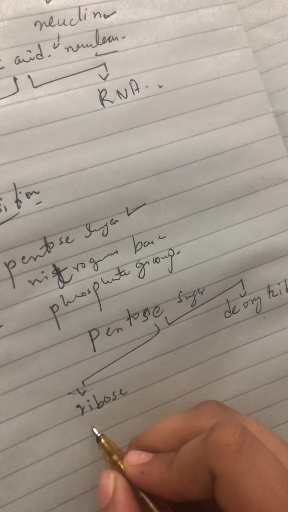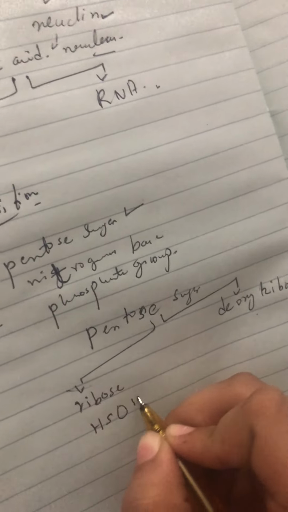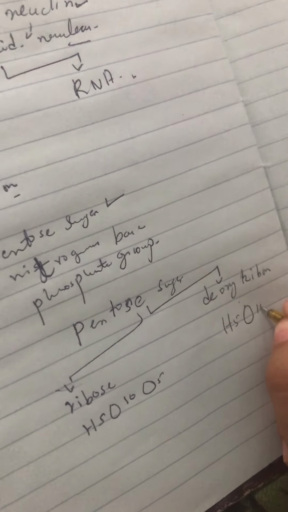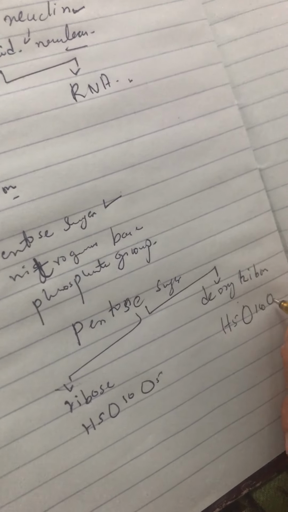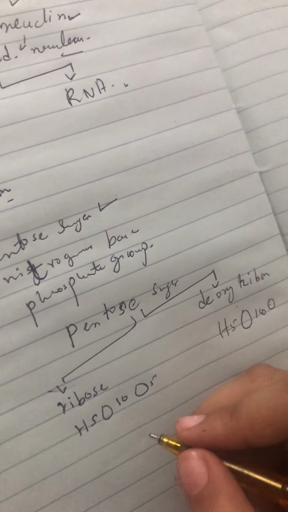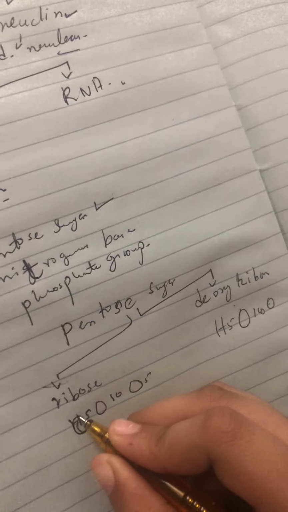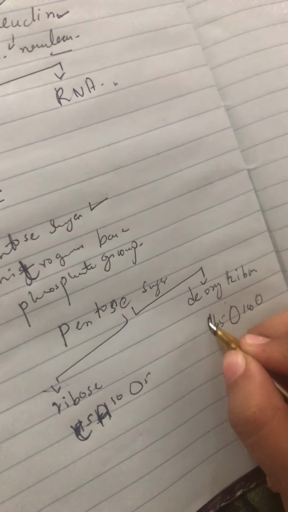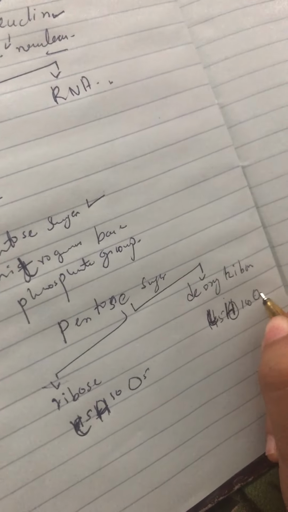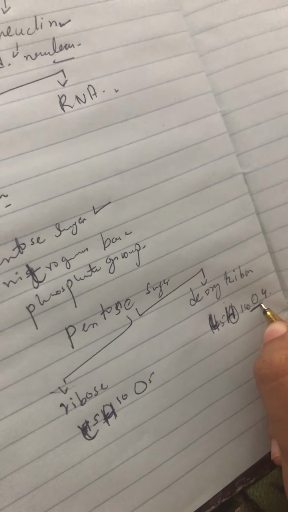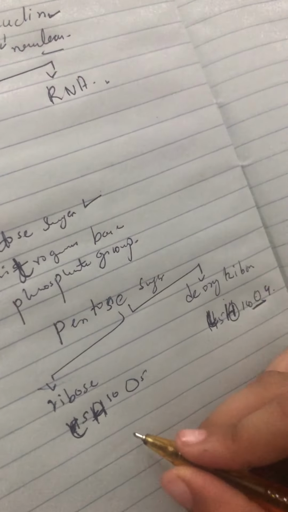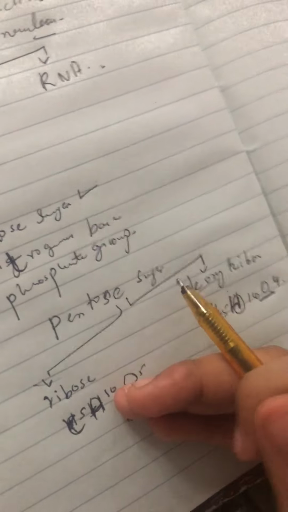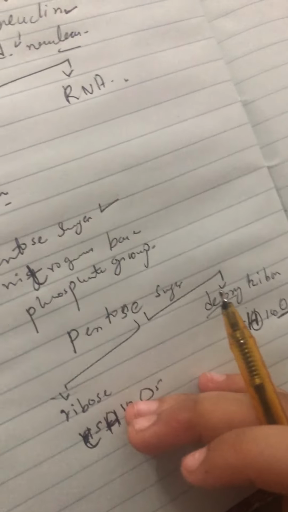Formula of ribose is C5H10O5, and deoxyribose is C5H10O4. Here the difference is one oxygen if you compare with the ribose, so that is why it is named deoxyribose, which means one less oxygen.